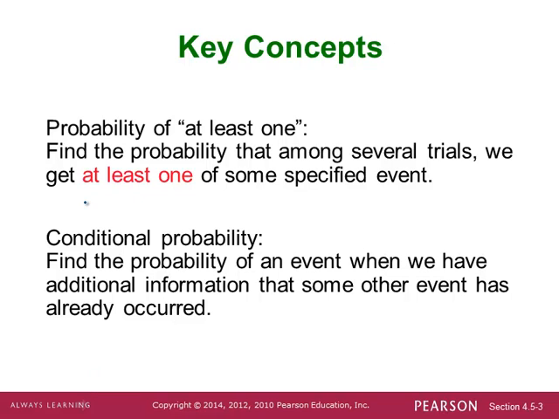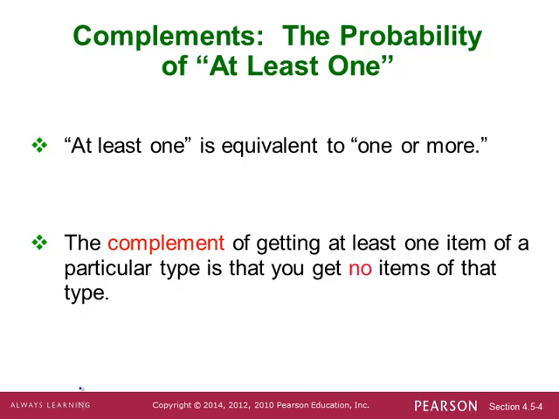So the complement rule is going to be used to help us compute an at least one type of probability. And we'll take a look at computing the conditional probability, which, by the way, we started talking about last time, but in a more theoretical context. Okay, we'll come back to the conditional probability a little bit later, but let's focus on complement.